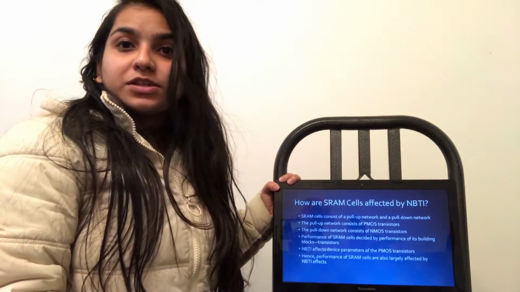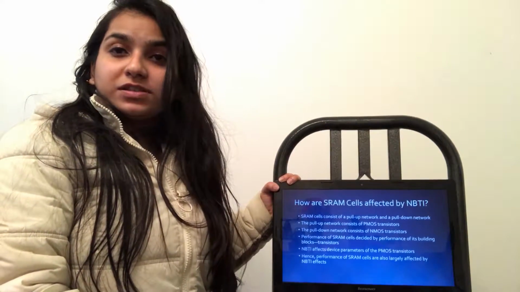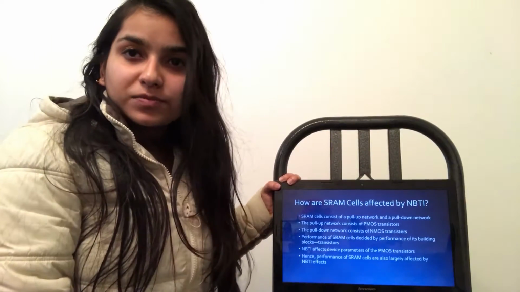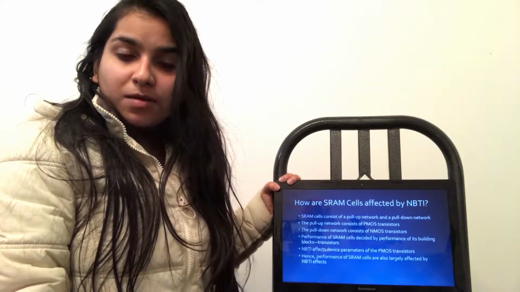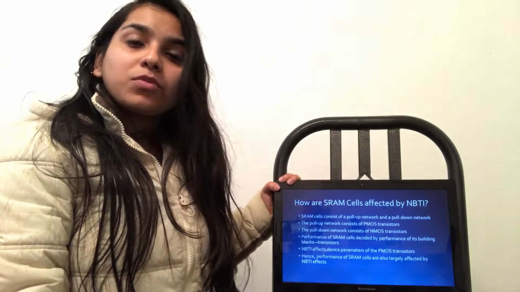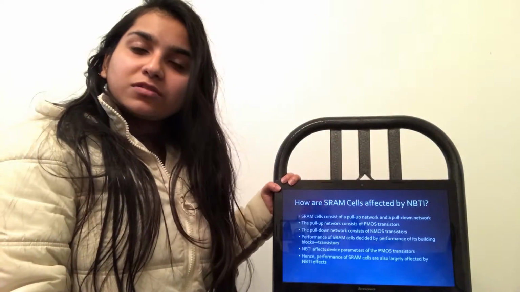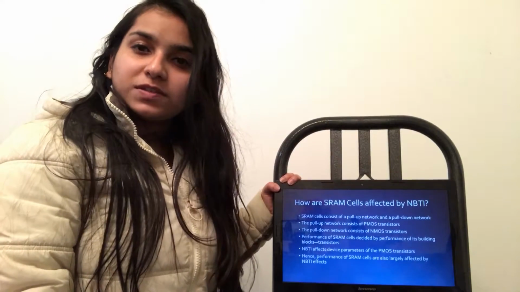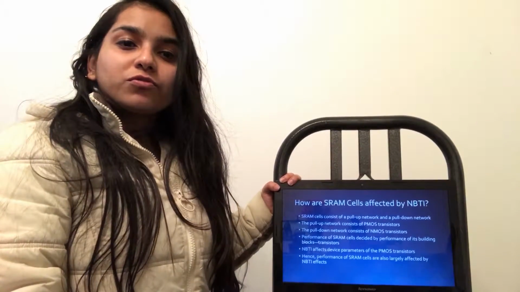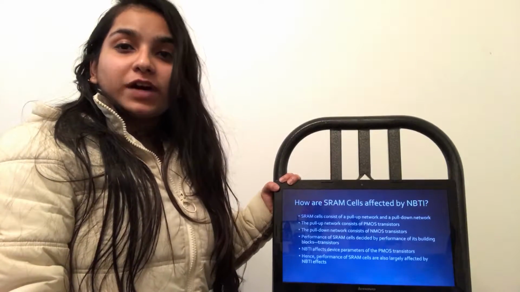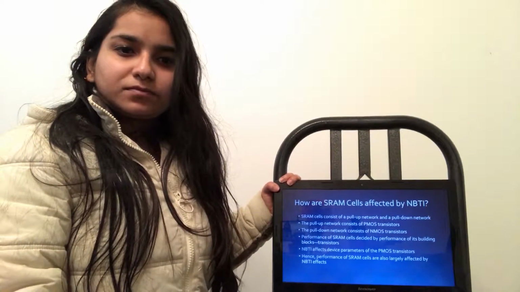Now this brings me into the discussion of these degradation effects in an SRAM cell. An SRAM cell, as I mentioned, is made up of a pull-up network consisting of PMOS transistors and a pull-down network consisting of NMOS transistors. Now this is true given any type of SRAM cell, be it 4T, 5T, or 6T.